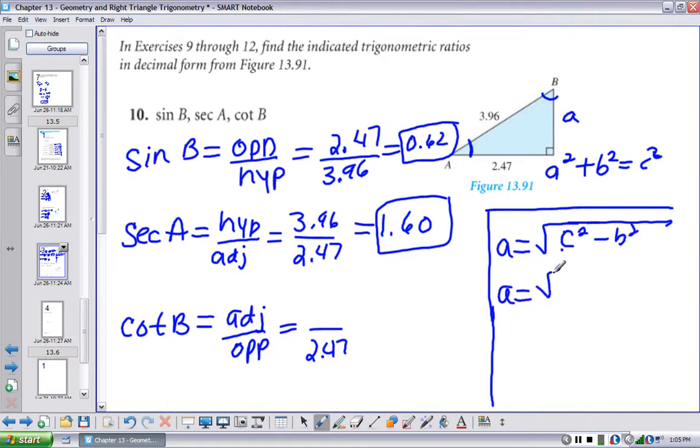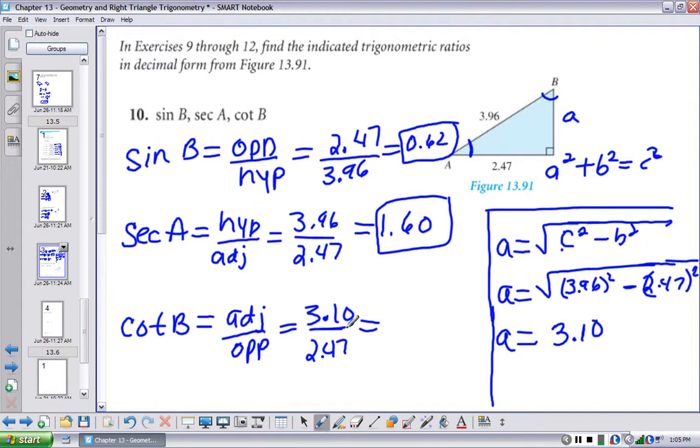So A is going to be the square root of 3.96 squared minus 2.47 squared. And when you find what that value is on your calculator, it should be 3.10. And so now we can take that ratio to find cotangent. It's 1.26. So sometimes it's critical for you to find one of the legs or the hypotenuse of that triangle.